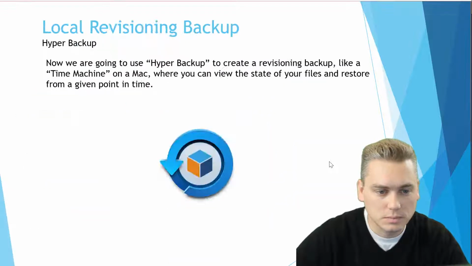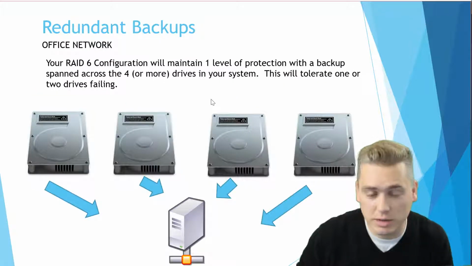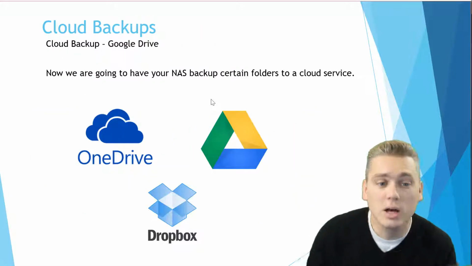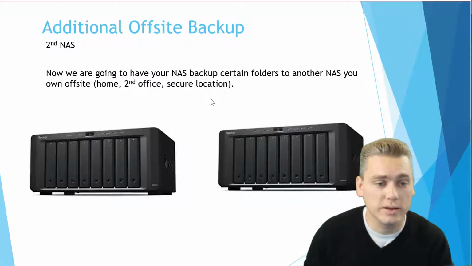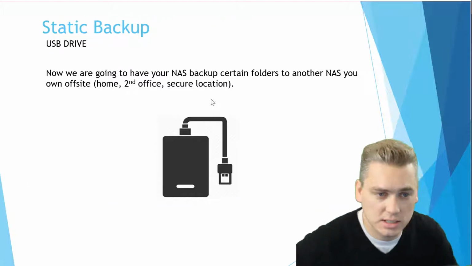We've already talked about some of the other features. You already have a RAID 6 configuration. That's one form of backing up. You have a Hyper Backup. We set up a cloud backup to Google Drive. We're going to skip the offsite backup. But now this is the static backup.